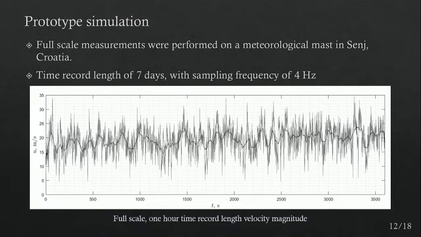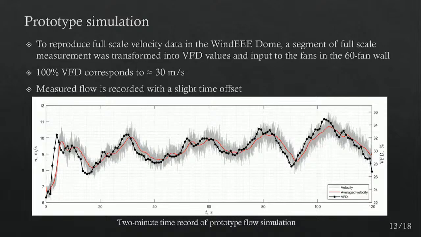So from a 1 hour section, these are the real results from the Bora, and here we can see going up to almost 35 meters per second and down to 5 meters per second, so we can see this gustiness of Bora. Now if we take these measurements and we perform a moving average on it, we also know that 100% RPM or 100% variable frequency drive in the windy dome on the 60 fan wall corresponds to 30 meters per second velocity.